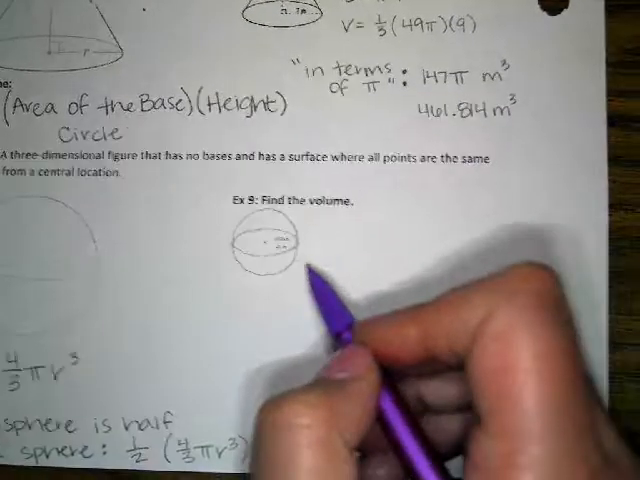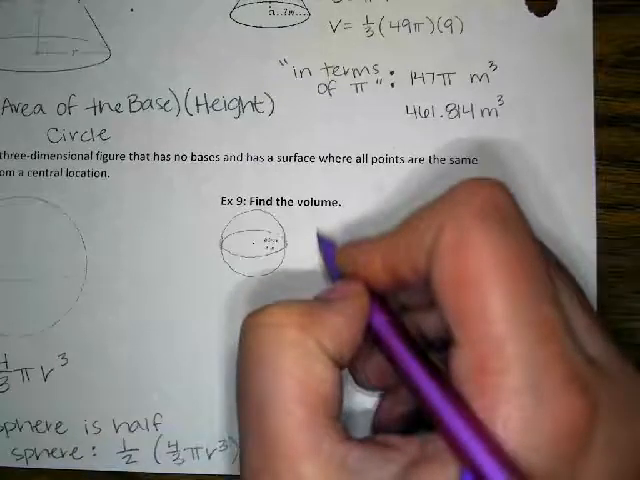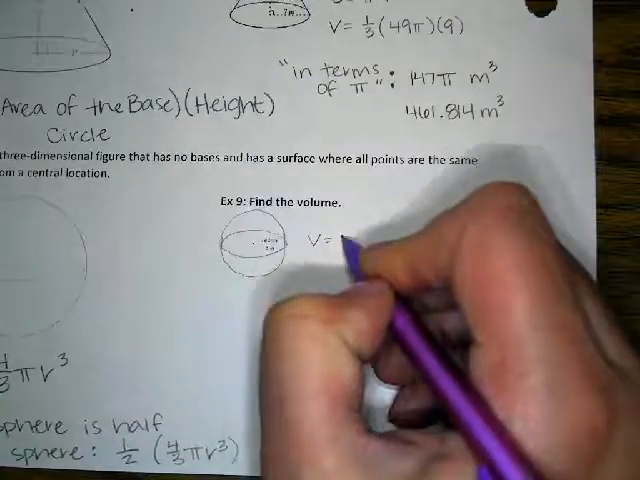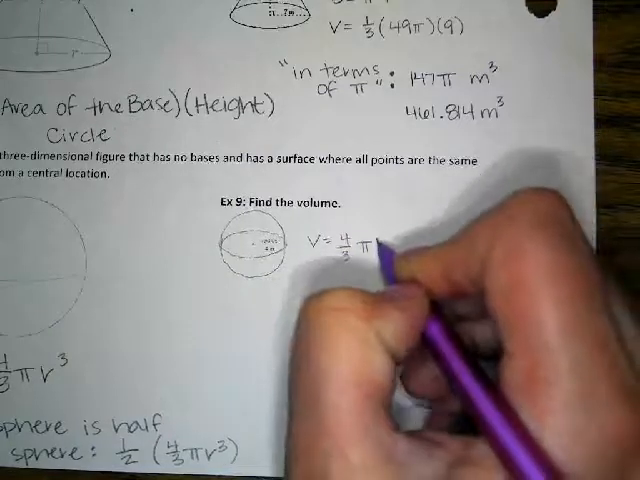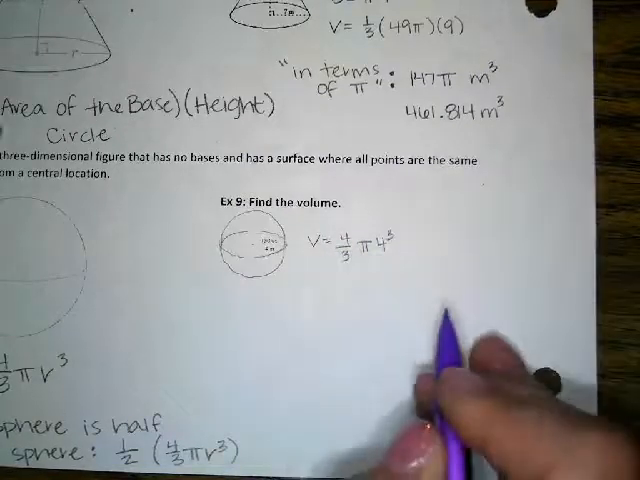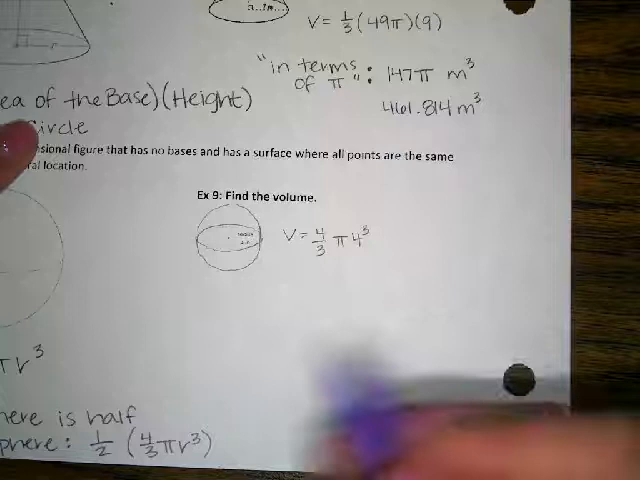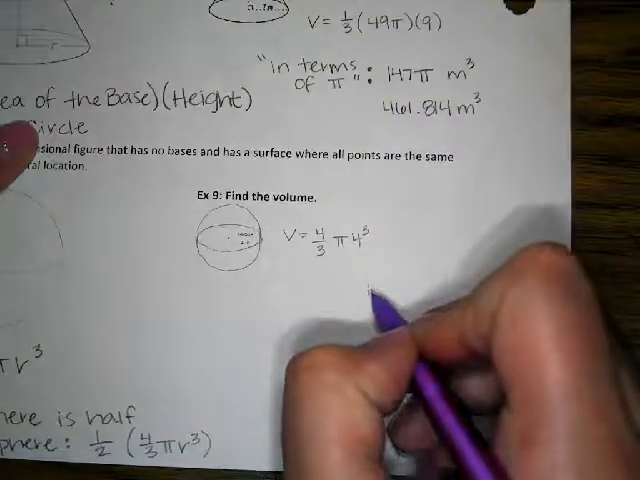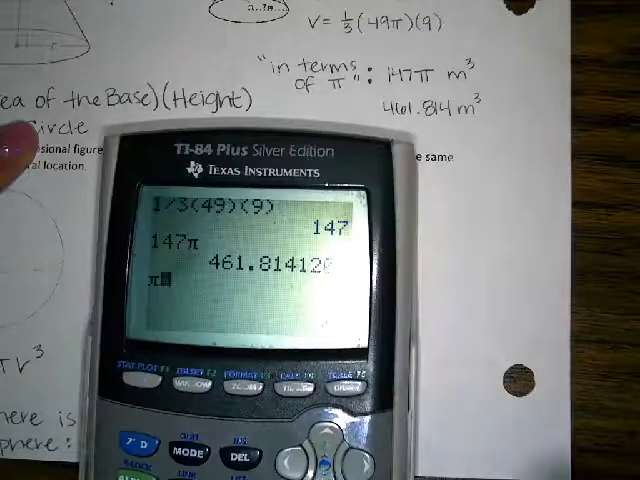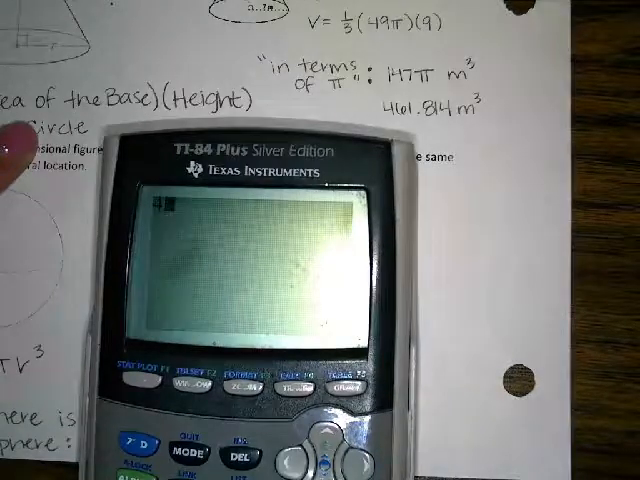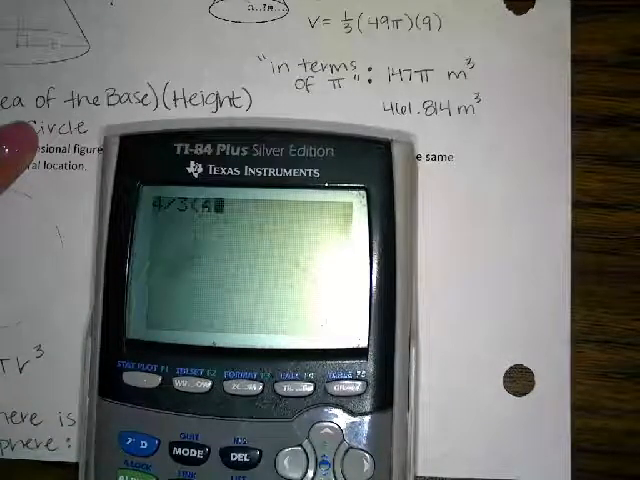So find the volume. We're going to say the volume is 4/3 pi times the radius cubed. If I do my answer in terms of pi, then I write the pi on my paper, but I don't type it in the calculator. So then I would be doing 4/3 times 4 to the third.